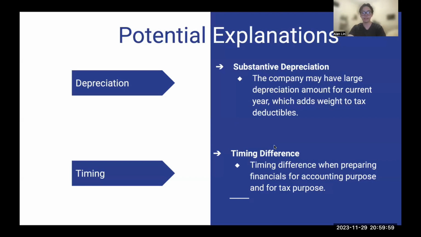The second point here is a timing difference for recognizing revenue and expense when preparing financials for accounting purposes and for tax purposes. Construction companies such as Transurban may have to recognize revenue based on the work in progress upon completion as part of this accounting standard requirement. However, large capital expenditure is expected at the beginning of the construction project, which contributes to the first year tax deductible.